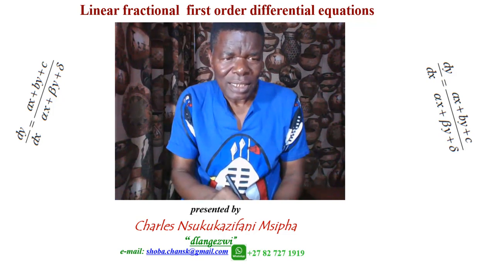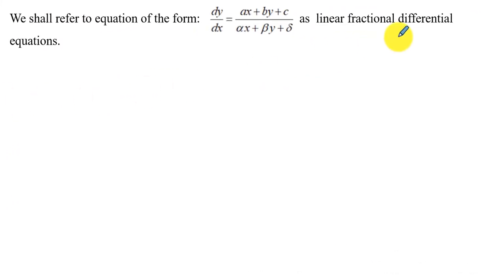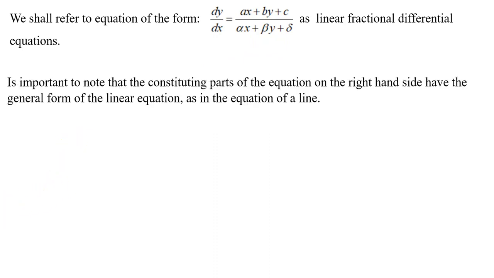So we shall say that a first order differential equation is fractional if it's given in this form. Like here, you've got dy/dx equal to (ax + by + c) over (αx + βy + δ). An equation of this form is called a linear fractional differential equation. What you must take note of, looking at the right hand side, is that these constituting parts are actually linear equations, meaning equations of straight lines. And that is important to take note of.